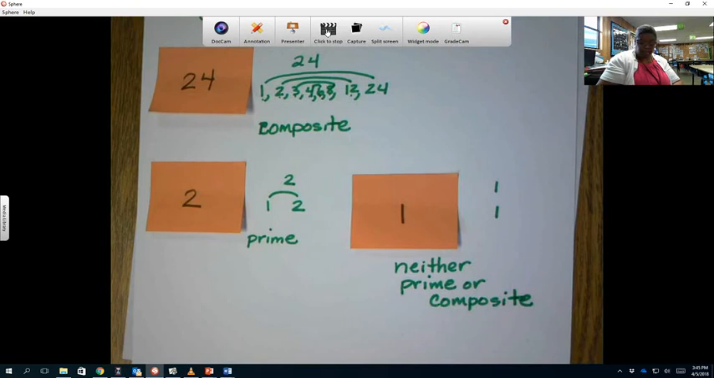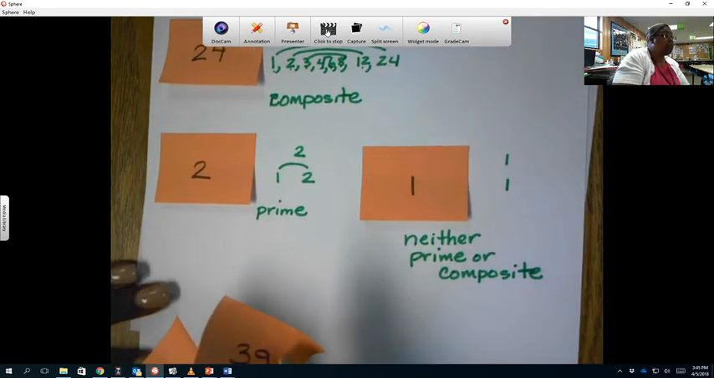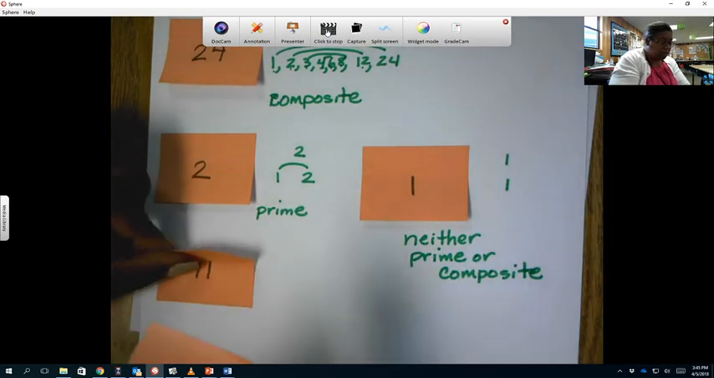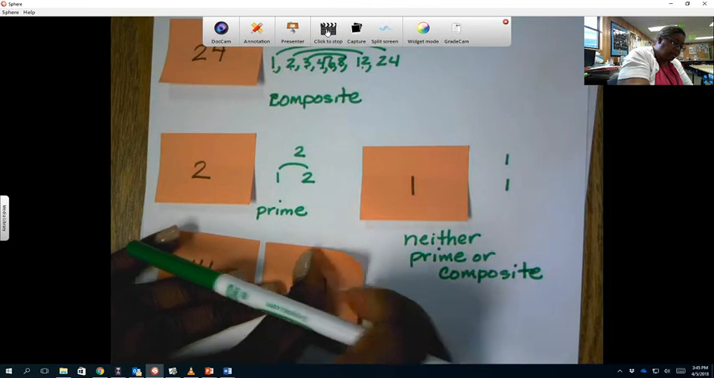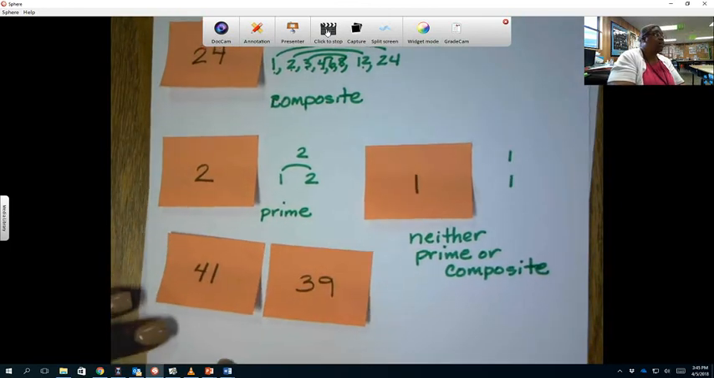Okay. All right, I'm going to put 2 more numbers. See if you can try these at home. The number 41, and the number 39. And let me know if they are prime or composite.